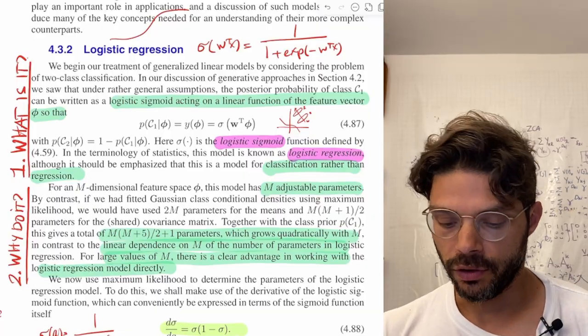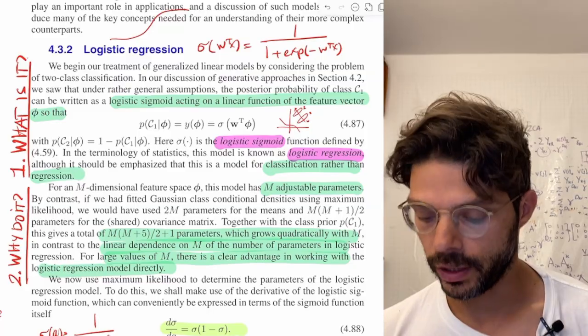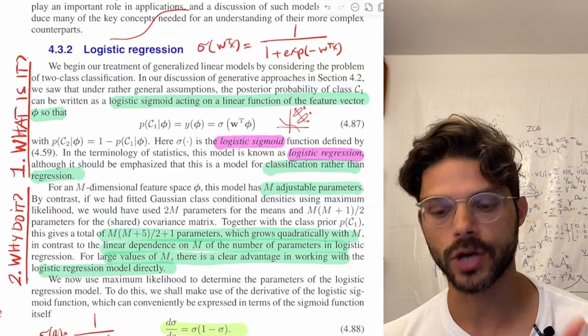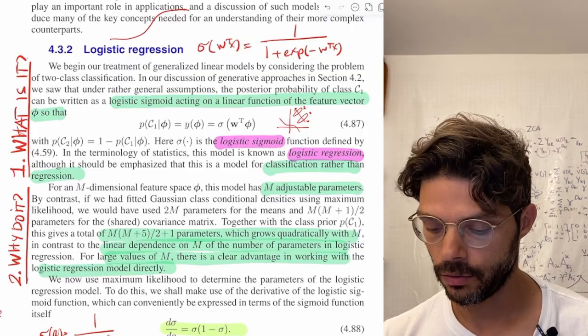Now, why do you actually want to do this? Let's talk about section 2. Why do you actually want to do this? And in particular, why might you want to do this in comparison to the generative approach? There's actually a really, really good reason why.